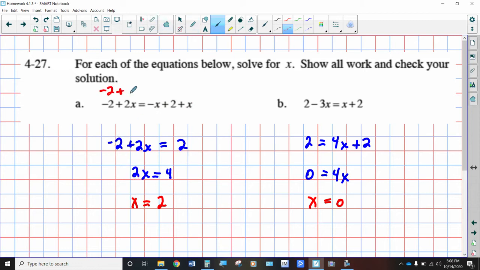Negative 2 plus 4, right? 2 times 2 is 4, must be equal to the opposite of 2 plus 2. These two are going to cancel each other out because they're opposites, plus 2 again. So is negative 2 plus 4 equal to 2? Yes, it is. That proves our answer is correct.